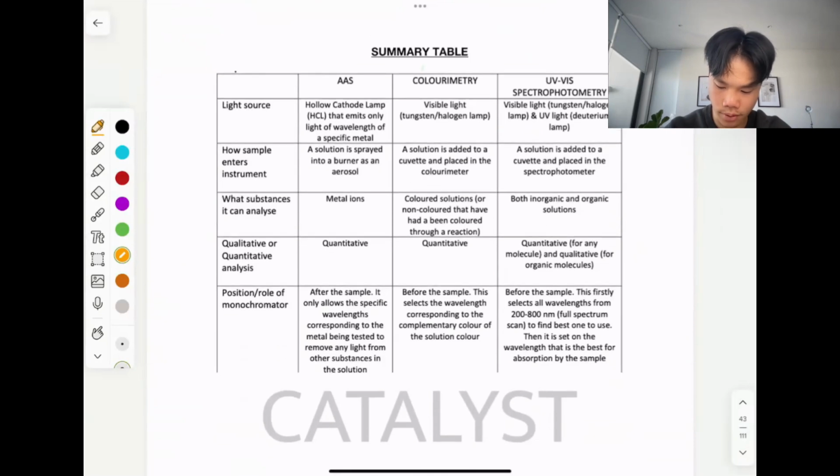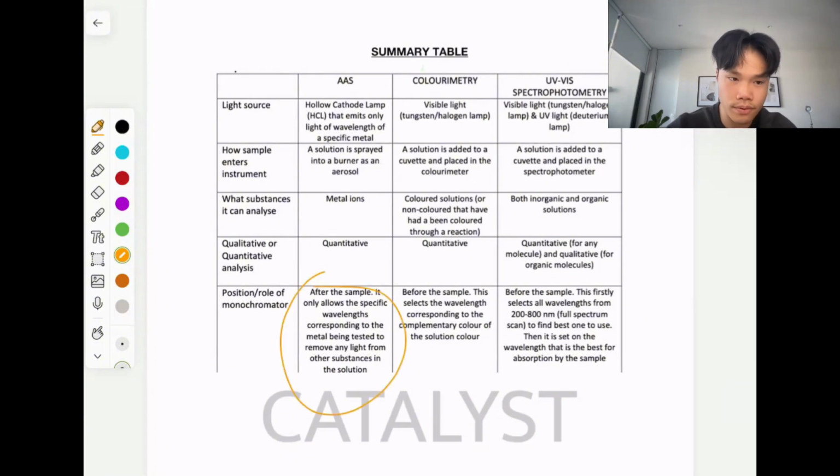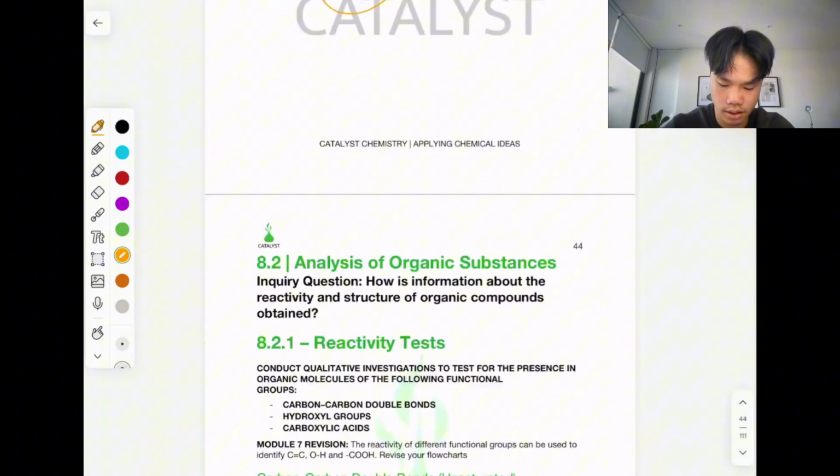Summary table. I really like this table. It really helps you to see what the differences are in terms of light source, how the sample enters, what samples you can analyze, qualitative, quantitative, and the role of the monochromator, I guess, is somewhat important too. So the AAS, the only other difference is the monochromator comes after the absorbance. Okay.